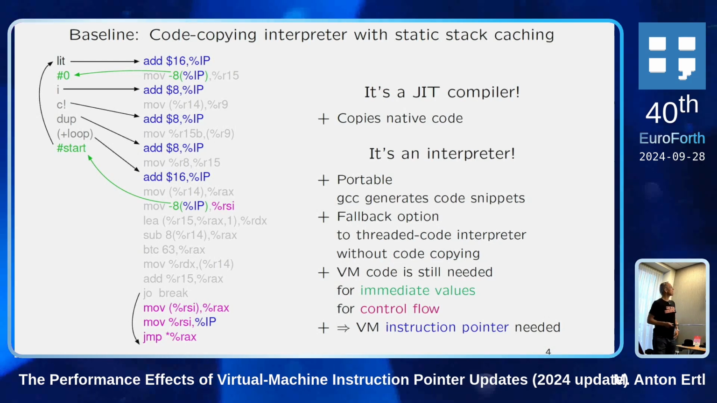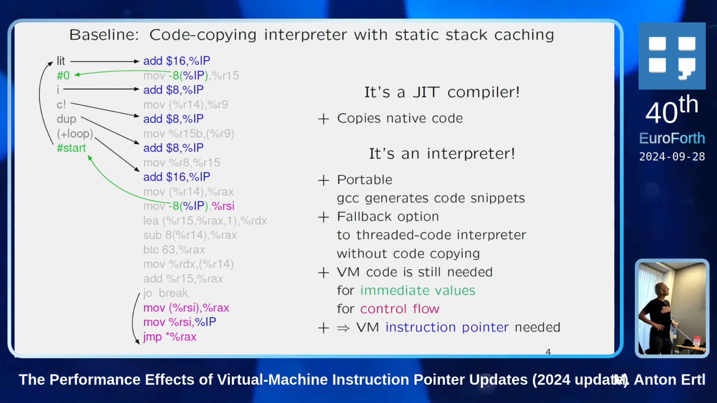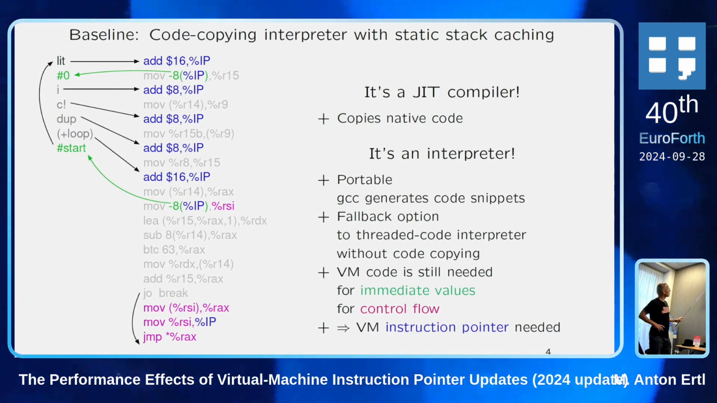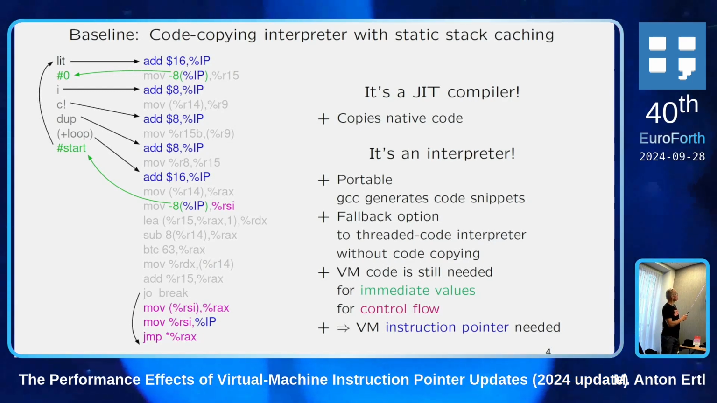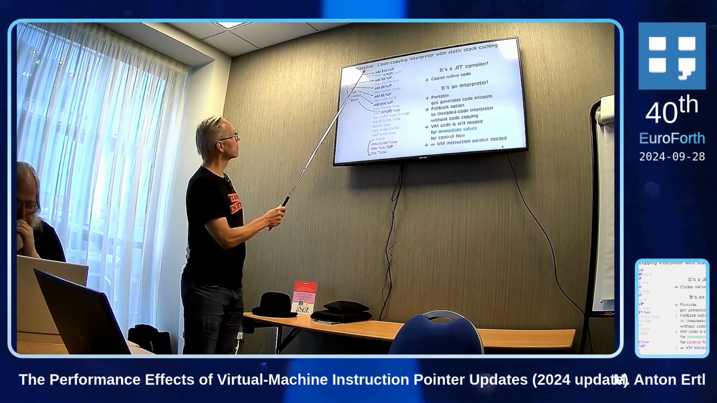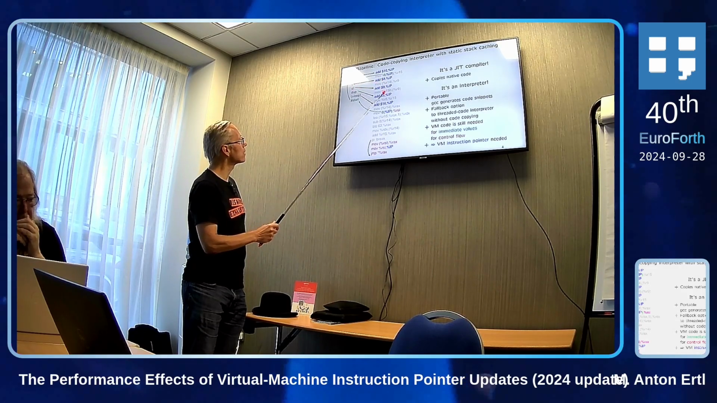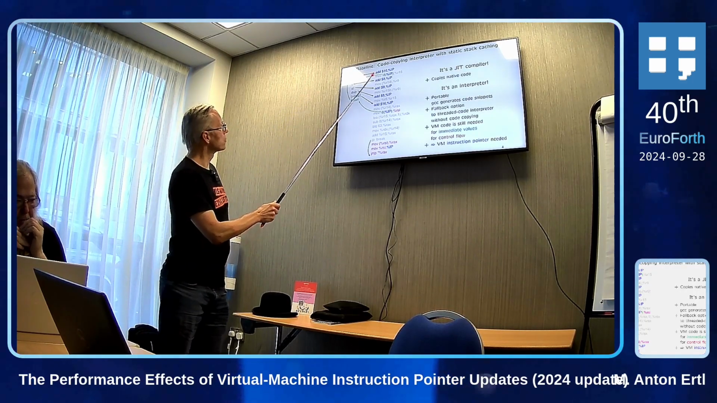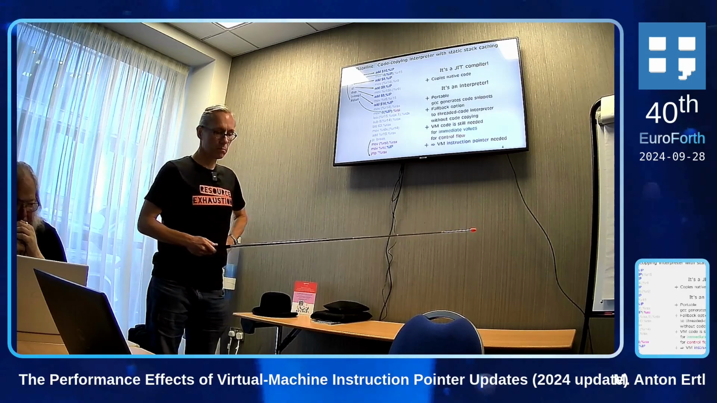So the baseline, where we started from before our optimization, is a code copying interpreter with static stack caching. And here's the virtual machine code again, and here's the native code. For each virtual machine instruction, we have a code snippet, and we concatenate the code snippets. So for lit, we have this code snippet. For I, we have this code snippet. For C-store, we have this code snippet, and so on. In blue, you see the IP updates, which is what the present talk will be about.